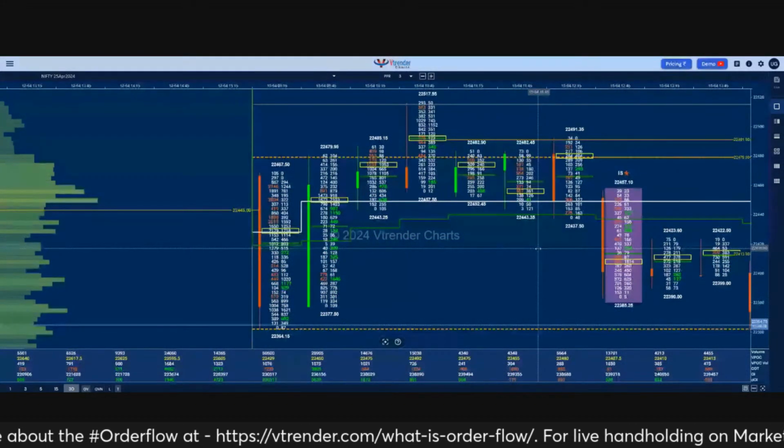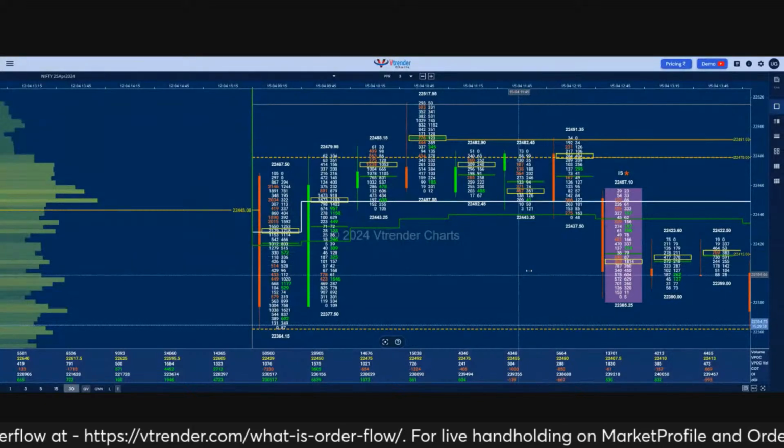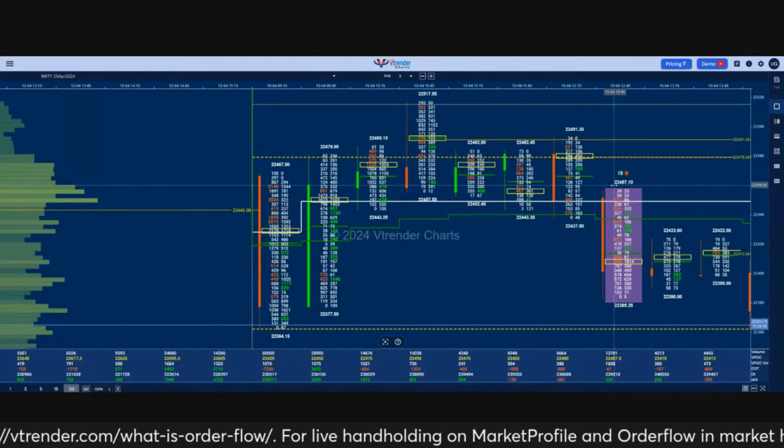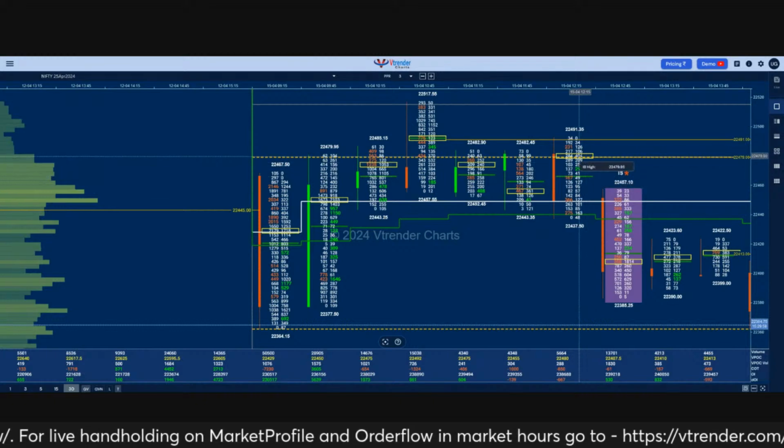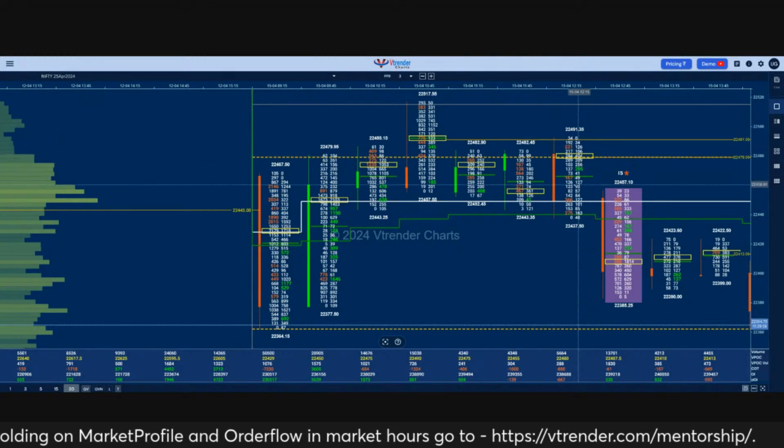And what would our reference be? Because this was the high 22466, which was the VWAP of the G period, and this POC of 22480 would be our sell side references.